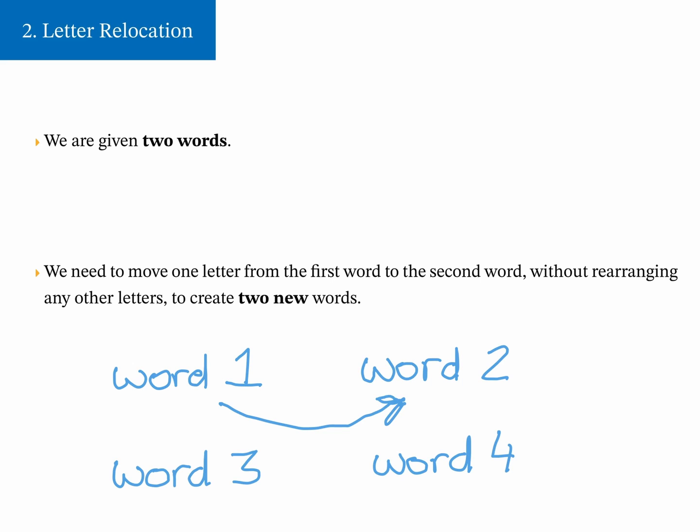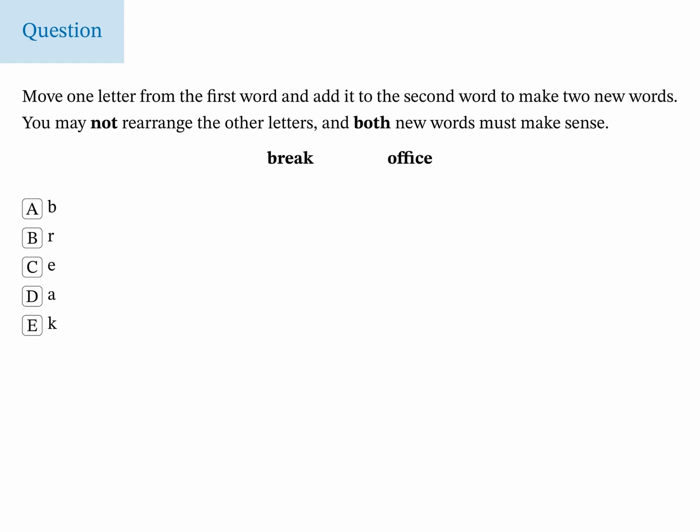So I think the best way to understand this a bit more is to have a look at a typical question and have a go at working through it. So I will read the question out to start with, and this again is the kind of typical wording you might see. So move 1 letter from the first word and add it to the second word to make 2 new words. You may not rearrange the other letters, and both new words must make sense.